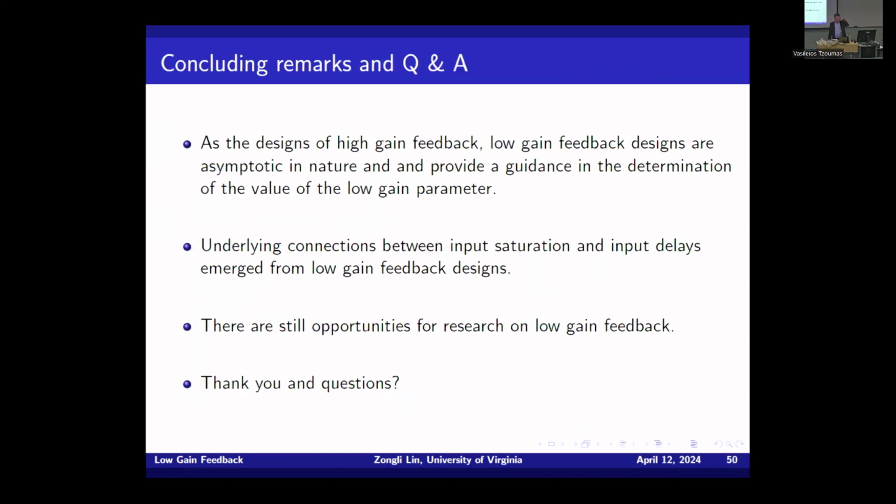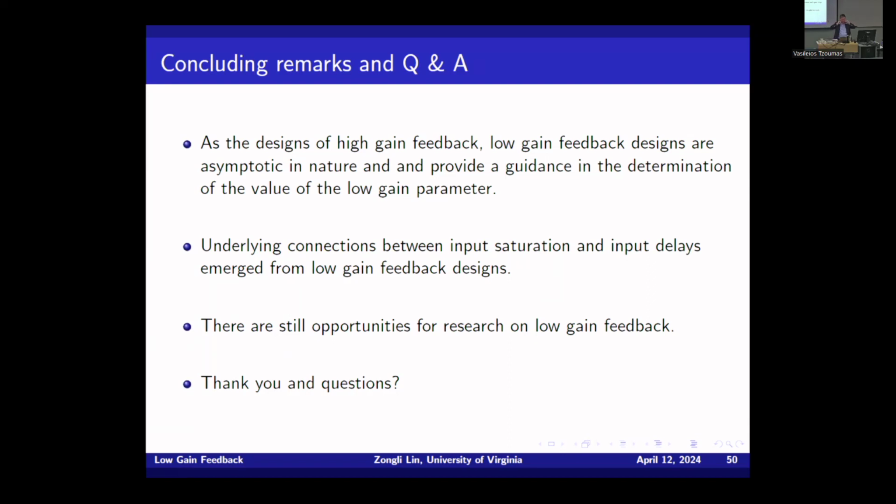So that's the conclusion. As I mentioned earlier, I introduced this low gain feedback to see the connection between these two classes of problems, right? One is delay and the other one is saturation. But this low gain feedback deals with the same class of systems, so-called ANCBC, right? Asymptotically null controllable with bounded controls systems.